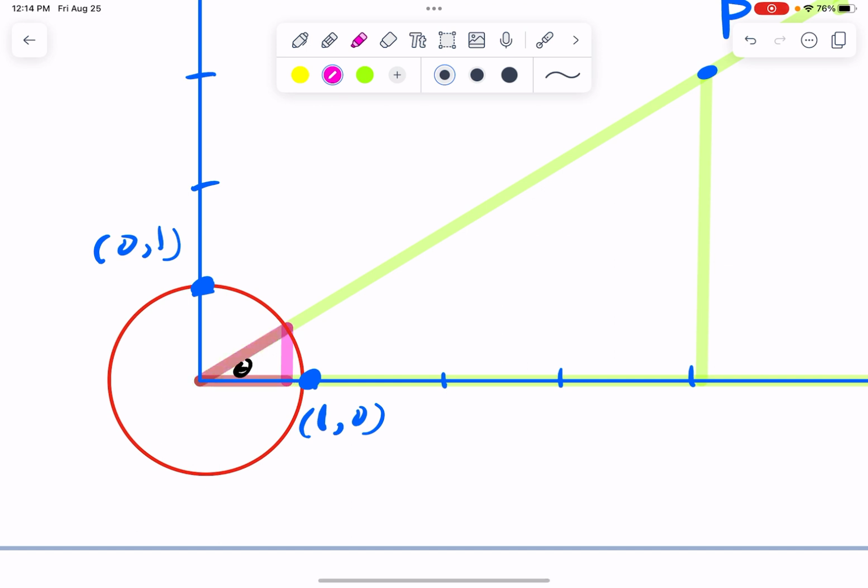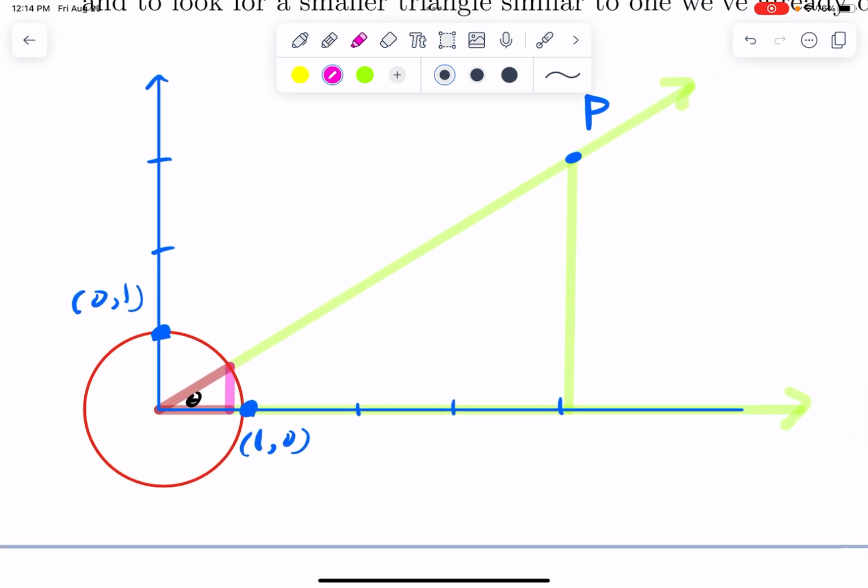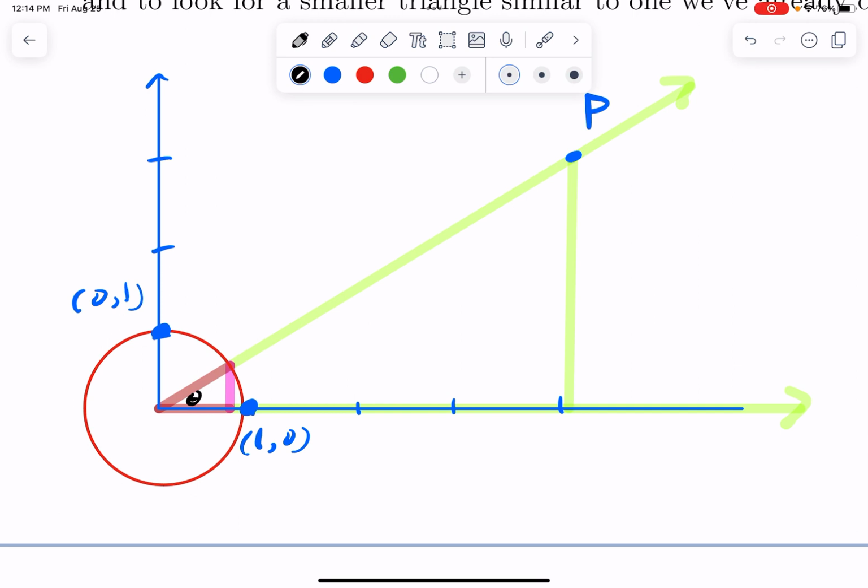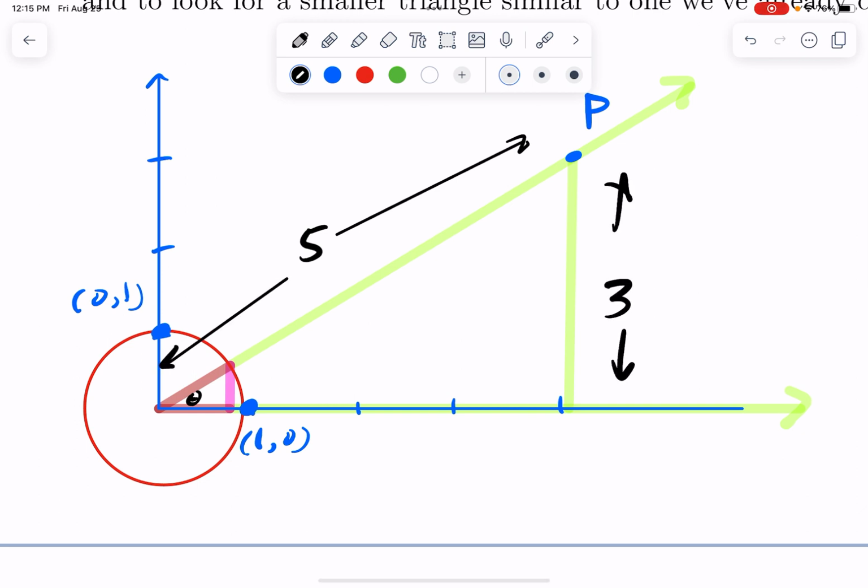So there's a triangle I've made in that greenish yellow highlighter. There's the triangle I've made in the pink highlighter. Those are similar triangles, which means they're exactly the same shape. One is just bigger than the other. So let's think, what do I know? I know that this entire distance here is 5. I know that this is 3, and I know that this is 4.